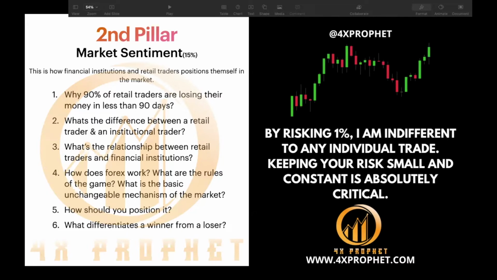So the first thing is you want to understand why 90% of retail traders are losing their money in less than 90 days. Now, I know many people may think, oh, no one's going to lose all their money in 90 days. But there are many people that lose their money in 90 days. And there's nothing to feel bad about. Everyone loses money when it comes to trading Forex. No one wins 100% of the time. Maybe 90% or 80%, but not 100% of the time. Loss is inevitable. Trading is a game of probability. So don't feel bad if you lose your money. Don't lose all your money, but that's what we're supposed to help you with.